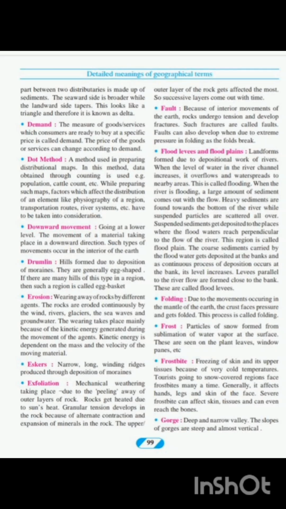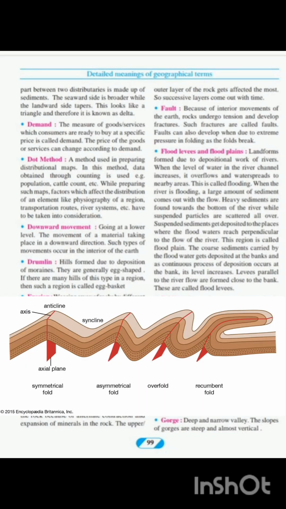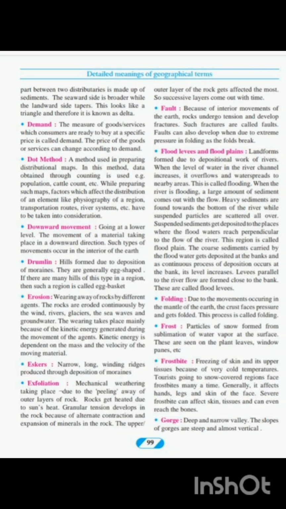The coarse sediments carried by the flood water get deposited at the banks, and as the continuous process of deposition occurs at the bank, its level increases. Levees parallel to the river flow are formed closer to the bank. These are called flood levees.